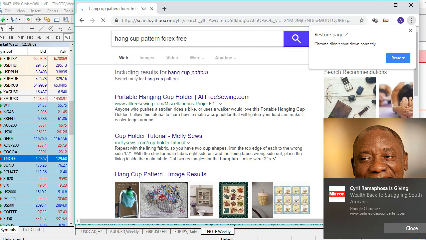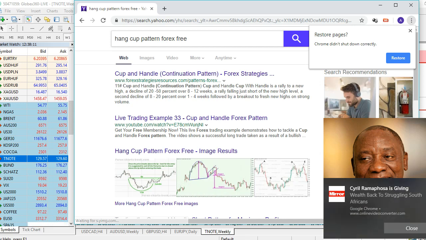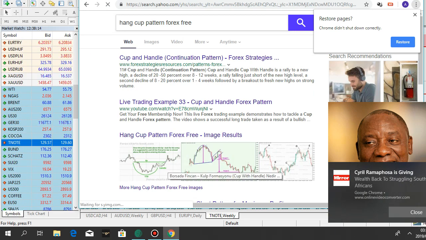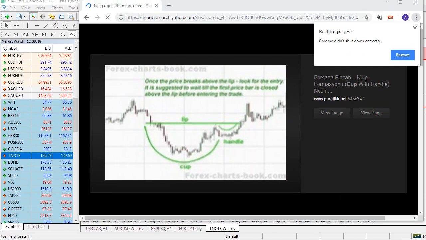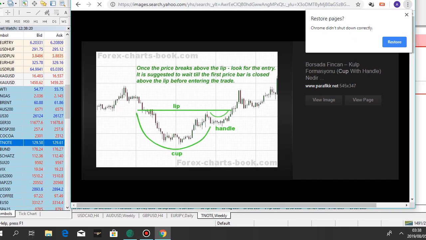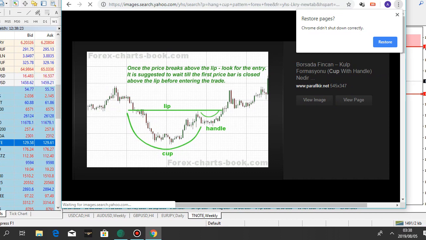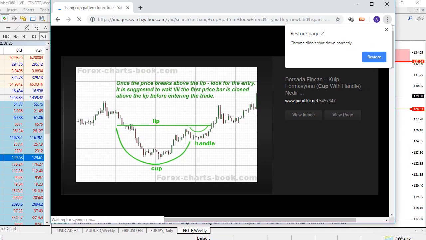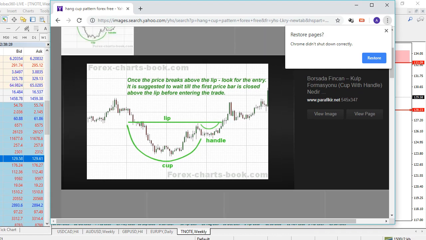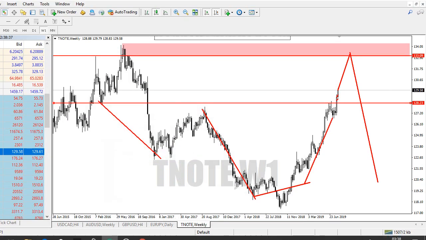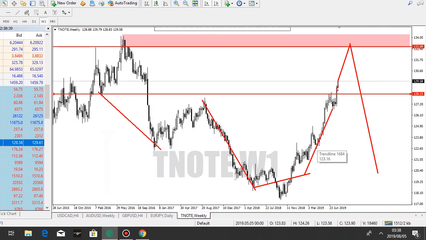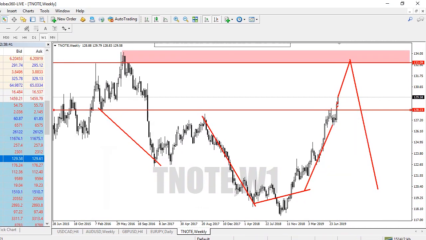Oh, there it is. You see? There it is. It's exactly like this. This one looks nice. It has to be more of a cup and then a hang cup, and once it breaks the hang, you go up for it. But I don't trade this pattern, though I know it. I can spot them. I'm not a fan of them, but I can see it here. You see, it's clean here. It's a nice hang, and then it has broken this cup, so it has to go up.